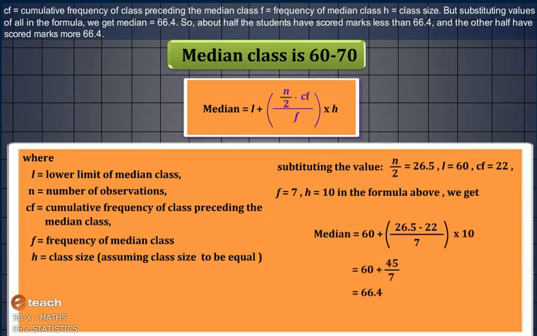By substituting the values in the formula, we get median equals 66.4. So, about half the students have scored marks less than 66.4 and the other half have scored marks more than 66.4.